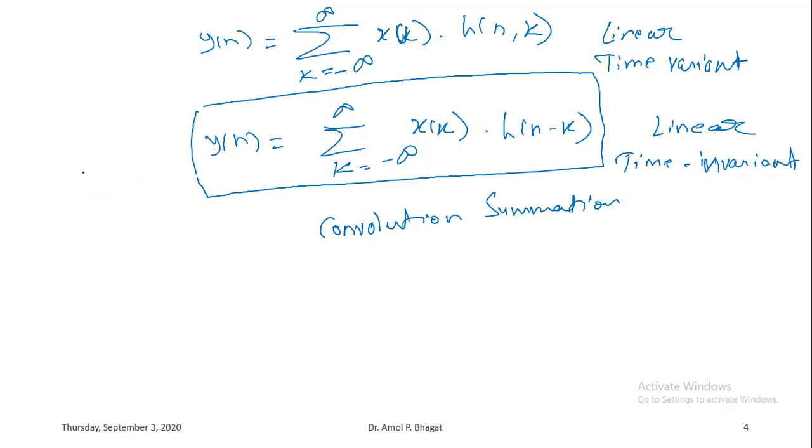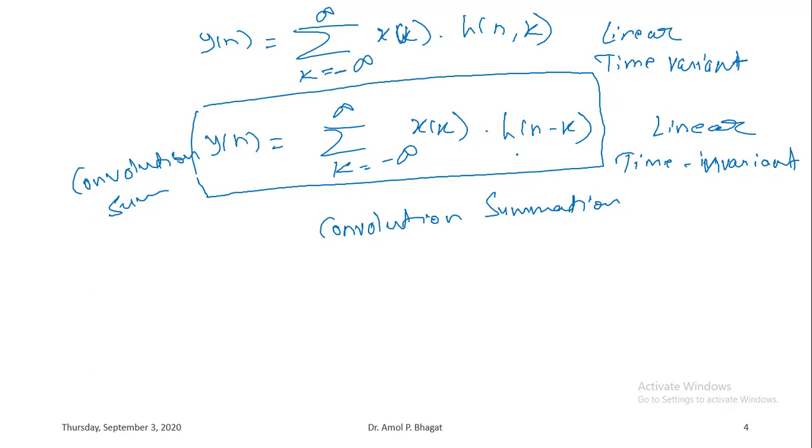So this is the formula for convolution summation. The formula is simply y of n is equal to summation k equals minus infinity to infinity x of k into h of n minus k, right? So for identifying the response of a system by using convolution summation, you will be using this equation or formula.